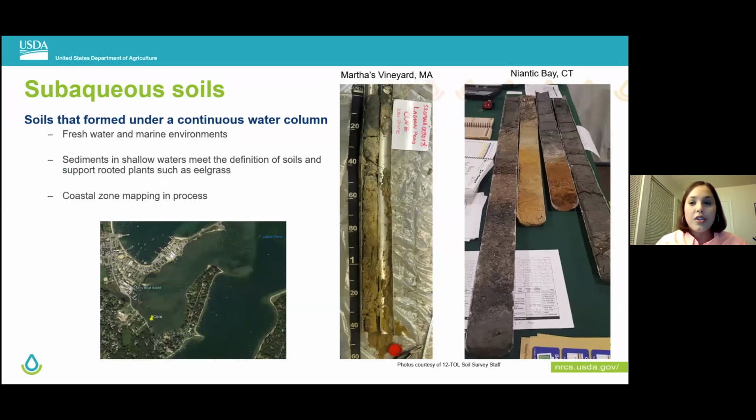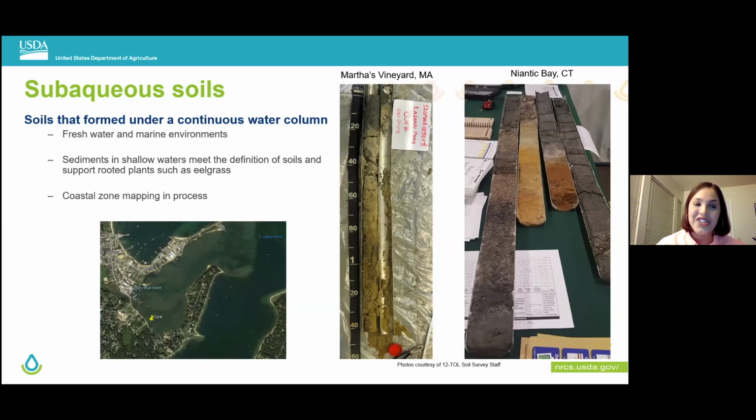I wanna show you guys something else. And this is something else that I'm really sure a lot of people are not aware of. Subaqueous soils. Subaqueous soils are soils that form under a continuous water column. They could be formed in freshwater and marine environments like ponds or estuaries and tidal embayments or lakes.